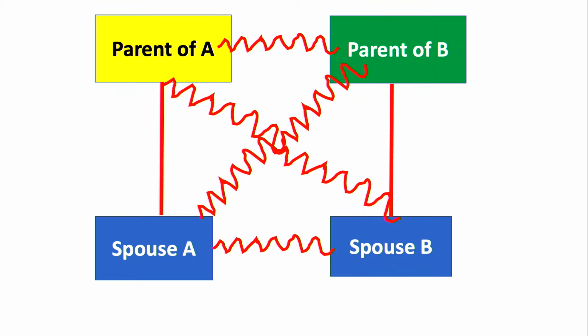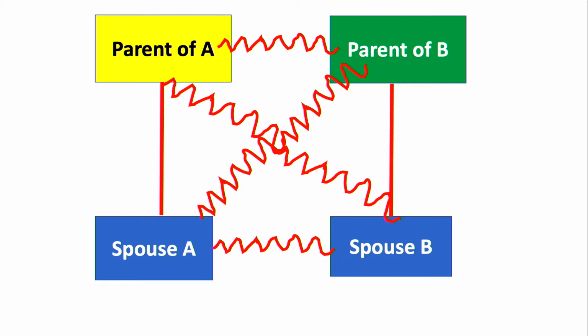Stable. Stable, good. Parent of A, parent of B, and spouse B, stable or unstable? Stable, a common enemy, good. Parent of B, spouse A, spouse B, stable or unstable? Stable. Parent of A and both spouses, stable or unstable? Stable. So all of these triangles are stable.